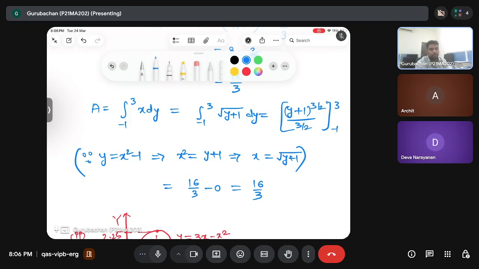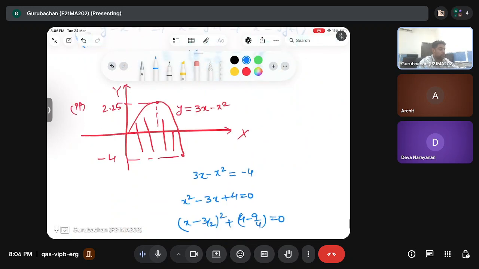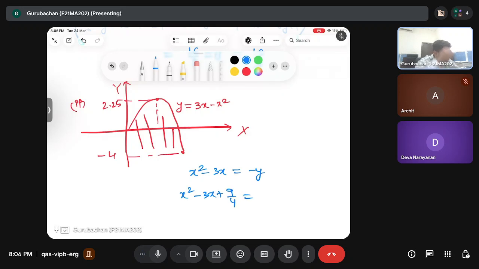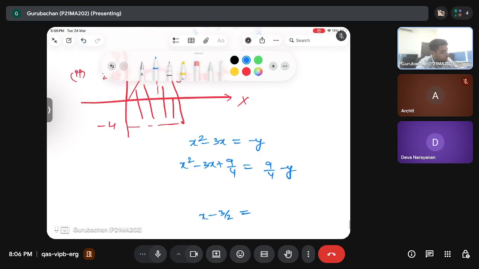Archit? Yes, sir. So in the same way, you can do it here also. Let us do it here in the same way. When you try to calculate, x square minus 3x is equal to minus y. So x square minus 3x plus 9 by 4 equals 9 by 4 minus y, and from here this will be the whole square of x minus 3 by 2, and x is positive, so we take 9 by 4 minus y. So x will be 3 by 2 plus under root 9 by 4 minus y.